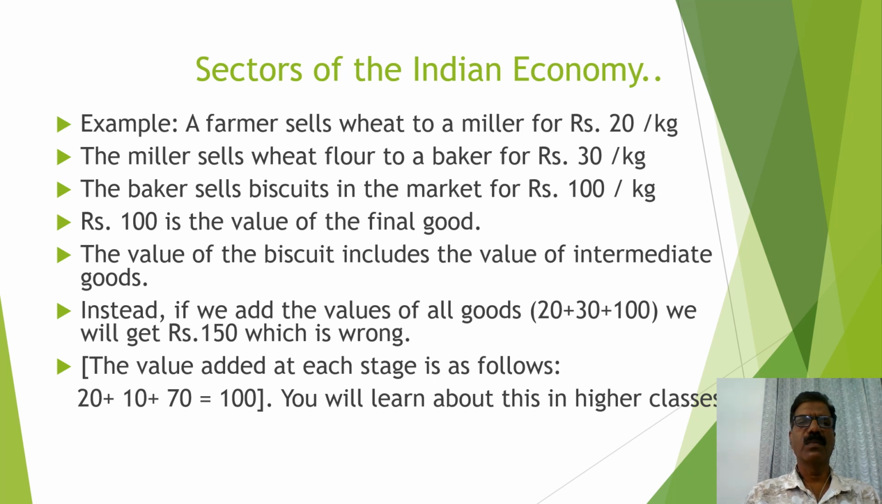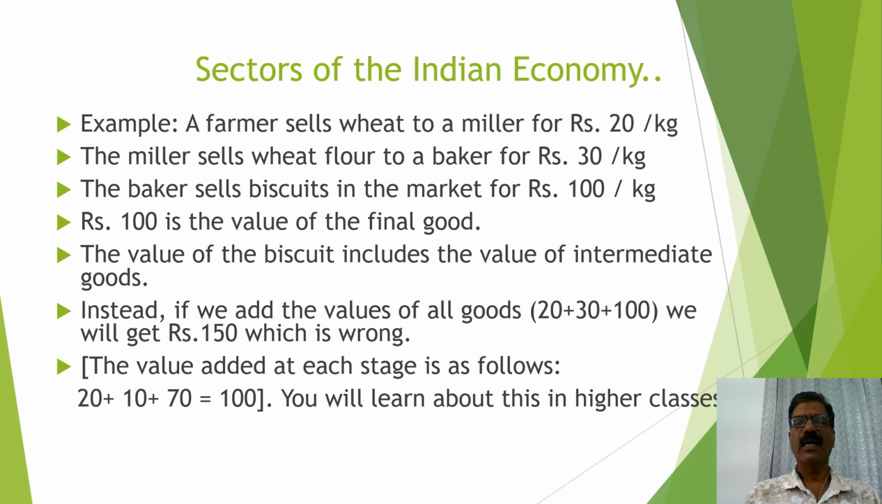Let's take an example. A farmer sells wheat to a miller for rupees 20 per kilogram. The miller sells wheat flour to a baker for rupees 30 per kilogram. The baker sells biscuits in the market for rupees 100 per kilogram. Here, rupees 100 is the value of the final good, biscuit. The value of the biscuit includes the value of intermediate goods.